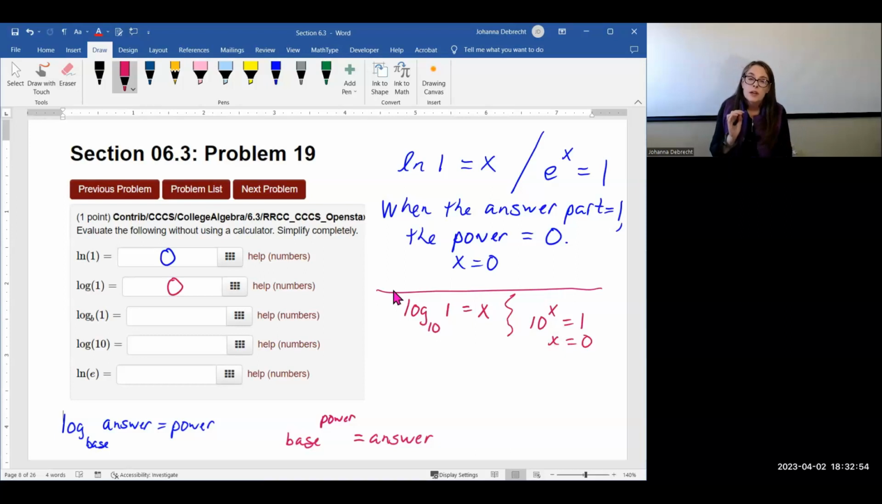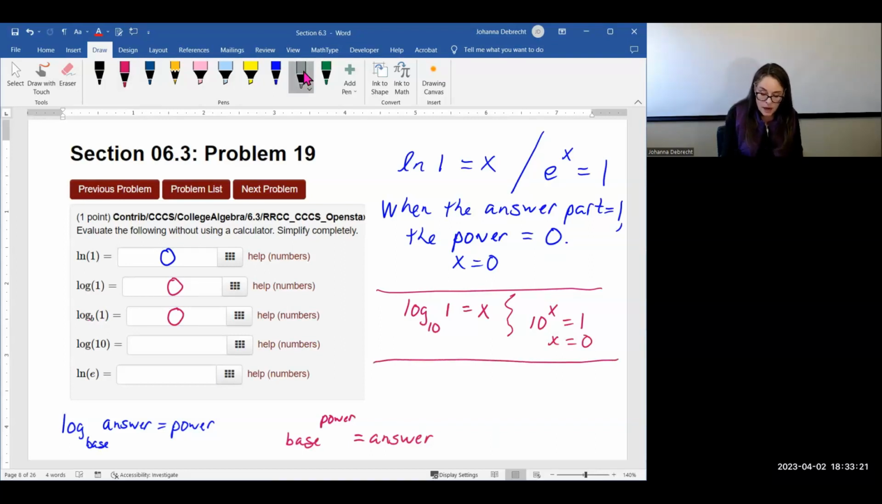And this is a property of logarithms. It doesn't matter what the base is. When the answer part is 1, the logarithm equals 0. The power is 0. So this next one that we have, log base b of 1, it's a 0. I don't even have to think about it. Answer part is 1. The logarithm is 0. Now, what about this next one? This next one is a little bit different.